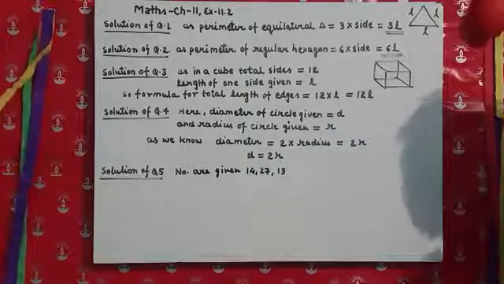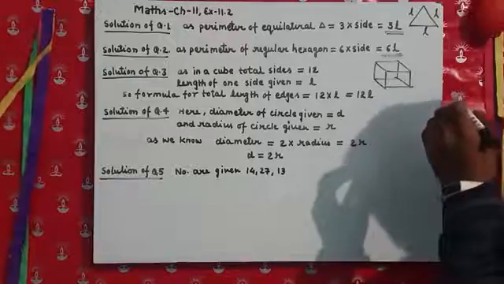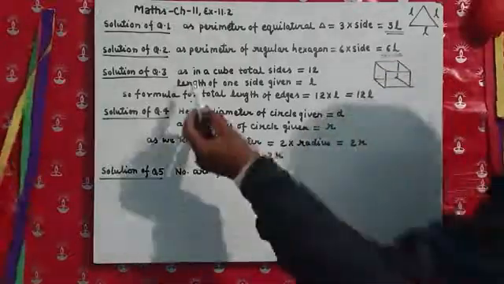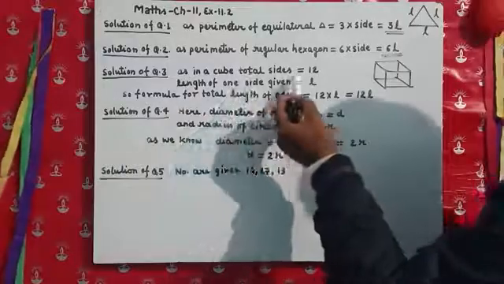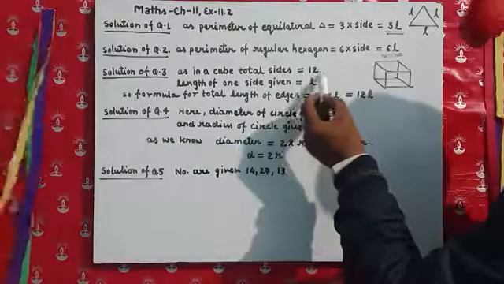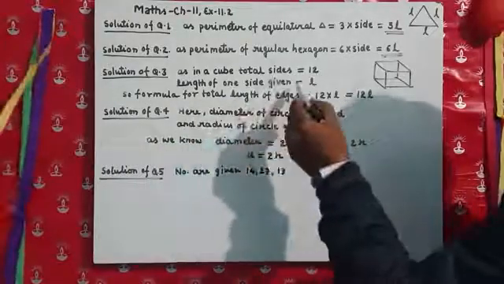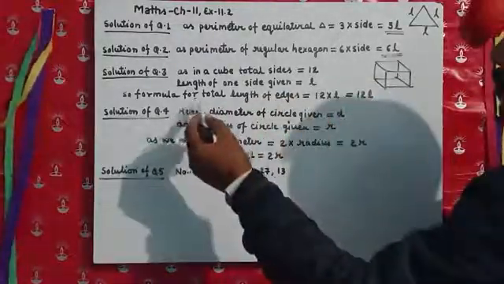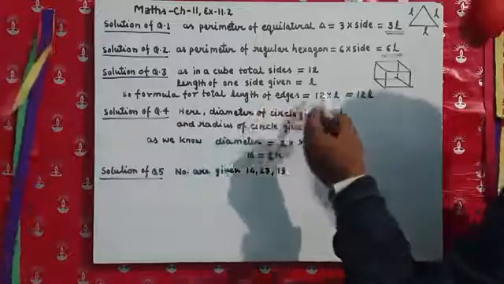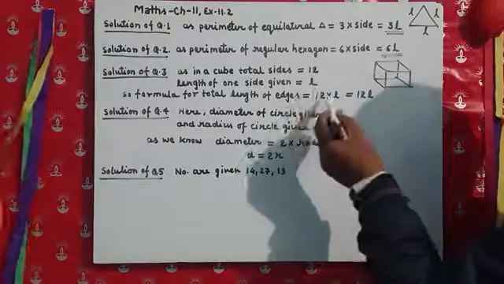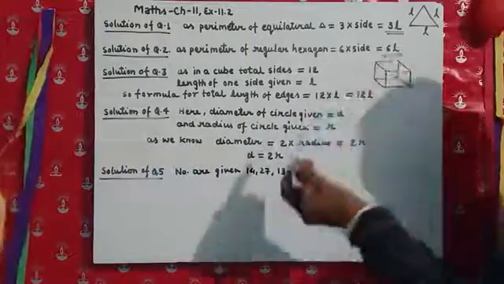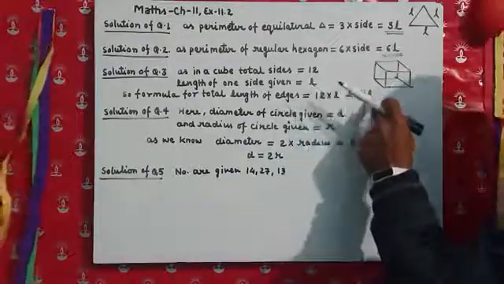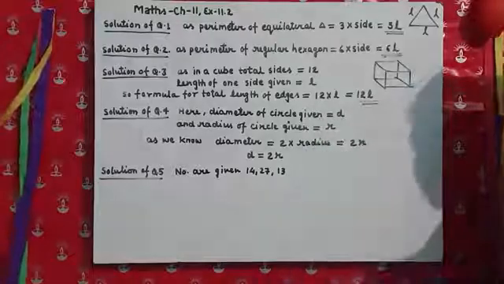So here simply we know that in a cube there are a total of 12 edges. The length of one edge is given as L. So the formula for the total length of the edges will be 12 into side, because it is exactly asking about the perimeter. So 12 into L is equal to 12L. This will be the answer.